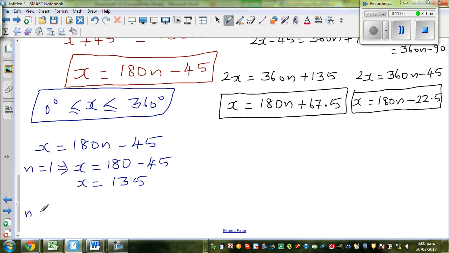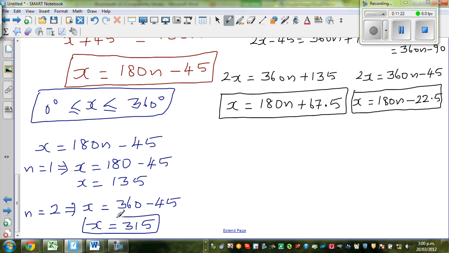So when n is 2, this implies your x would be 180 times 2, which is 360, minus 45. So in that case, x would be 315. So this is the second answer. This is the first answer.